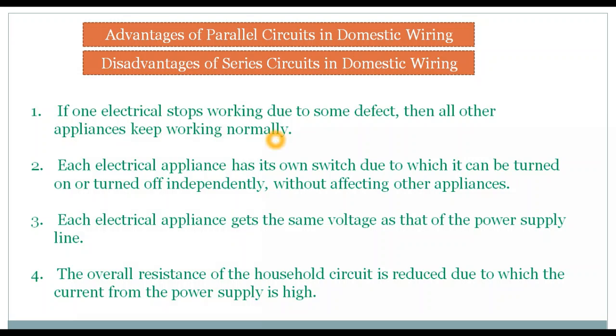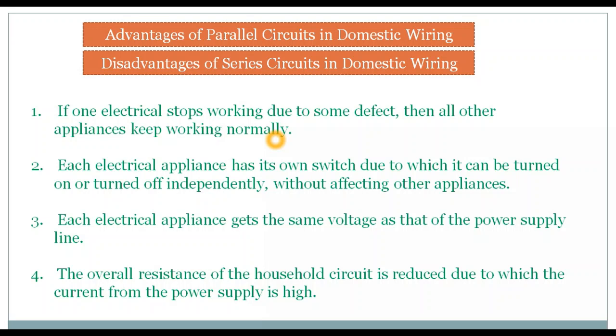That means if you have a number of bulbs connected in a parallel circuit and one bulb gets fused off, all the remaining bulbs will keep glowing. That means the defect of one will not affect the working of others. The rest of the bulbs, rest of the circuits, rest of the appliances will work normally if one bulb or appliance has some defect, in case of a parallel circuit.